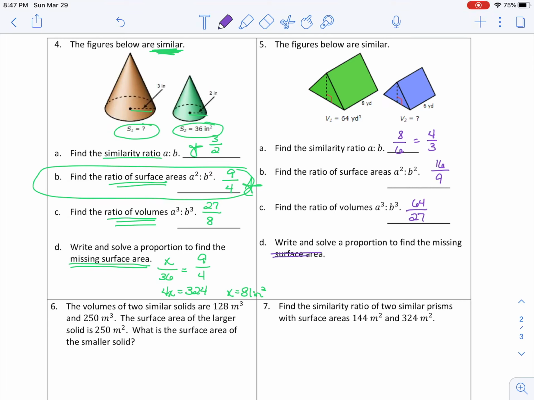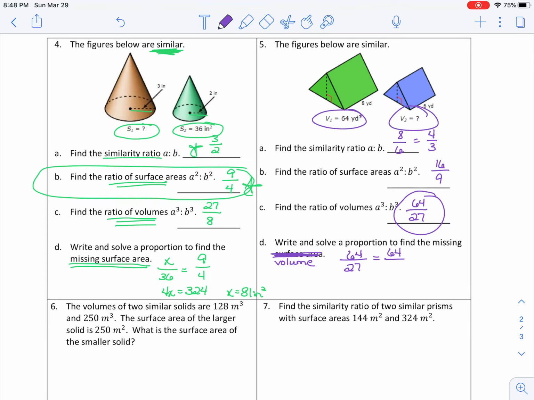I need one of them to find, this is a typo, this says surface area. If you actually look at what's asked for, it's talking about volumes. So that should say find the missing volume. IXL won't have a typo. My notes have typos. But if I'm looking for volume, the only thing that's useful is the ratio of the volumes. If I put large volume over small volume, it turns out to be 64 to 27.